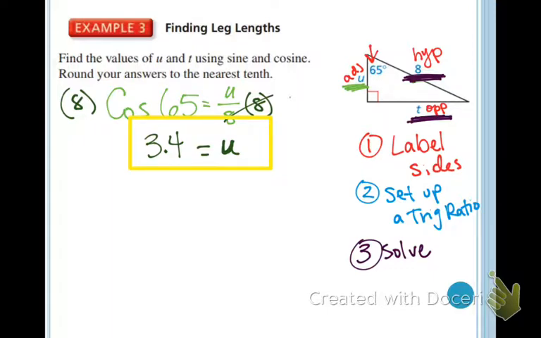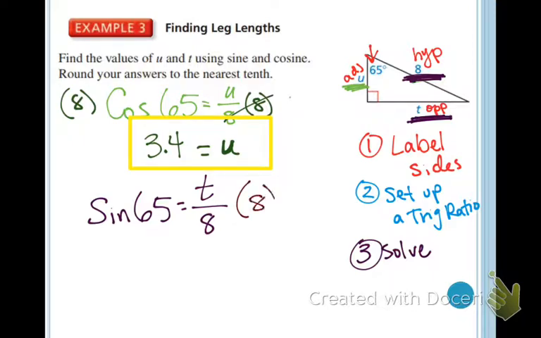Which trig function? Sine. It's okay. Sine from what angle? 65. Equals the opposite, which is T, over the hypotenuse, which is 8. Did you get the same answer twice? You're not going to. That means you plugged in cosine again. No, don't erase it. This was fine. Try plugging in your calculator again. All right, what did we get?